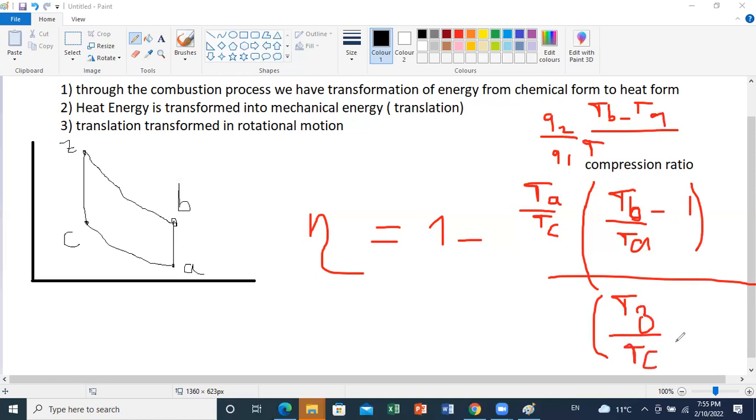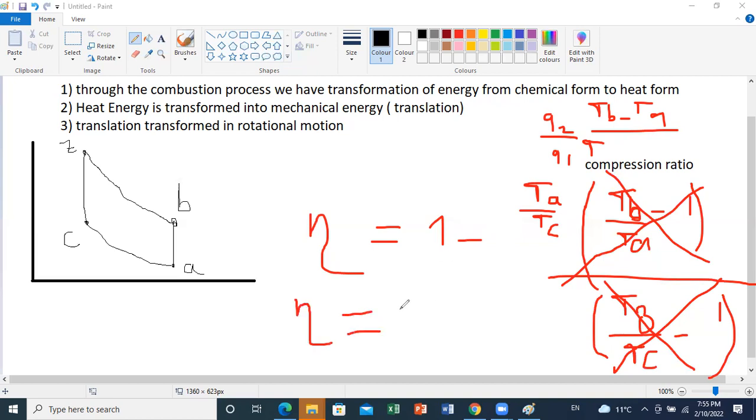So we've demonstrated together now that these two ratios, TB over TA and TZ over TC, are equal. So these two terms will cancel out, they will simplify, and you will end up with your efficiency equal to 1 minus TA over TC. And we have demonstrated together that this ratio, TA over TC, is equal to 1 over epsilon to the power K minus 1. Okay, so you were able to get a simple form of your efficiency.